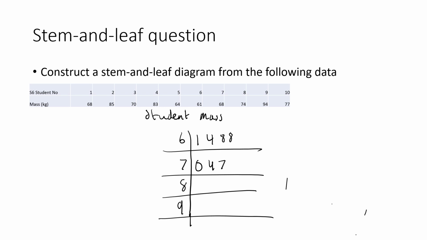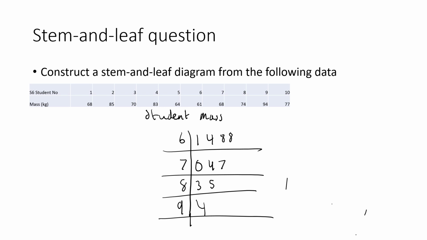Now we move on to the 80s. We have 83 and 85. And now we move on to the 90s. We have 94. One quick thing to check to see you have all the masses is counting up how much data you have. So you have 10 masses. You have 4 plus 3 plus 2 plus 1. That makes 10. So that's good.